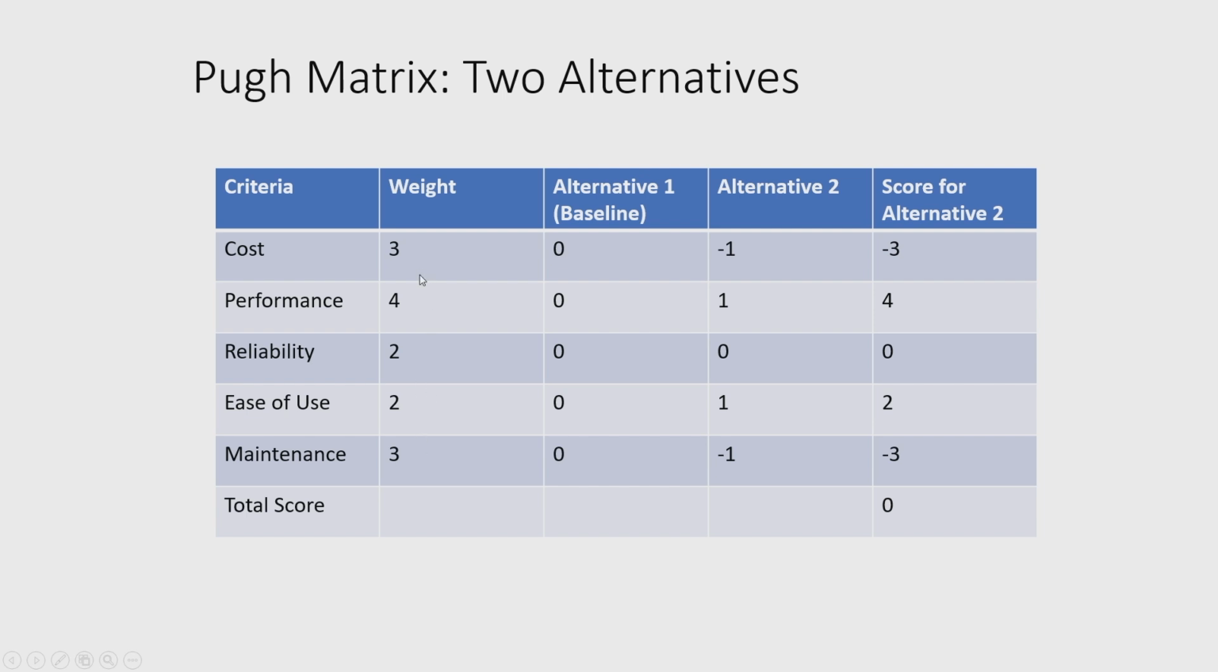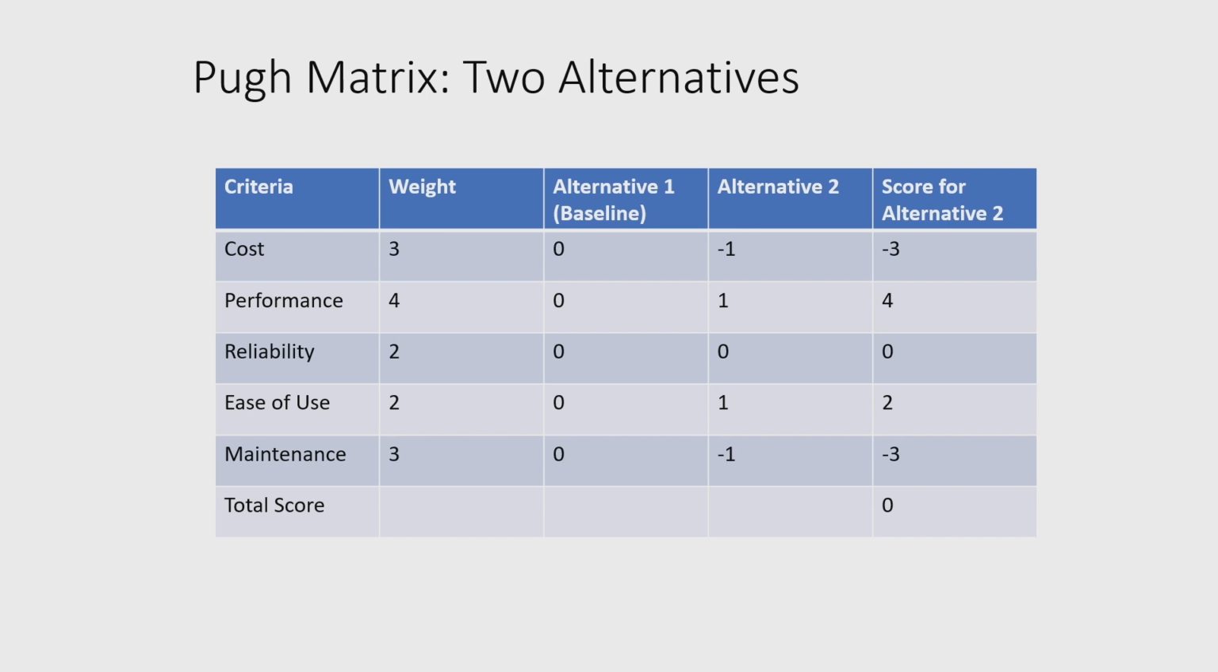That means cost is very important, but more than that, performance is important to you. Reliability and ease of use are also important. Now, based on that, suppose you say alternative 1 got 0 and alternative 2 got -1, that means it is worse than that. Performance wise, this is 0, this is 1, then this is 0, same level. Ease of use, alternative 2 is much better, so it is 1. And maintenance, performance is poor, so it is -1.